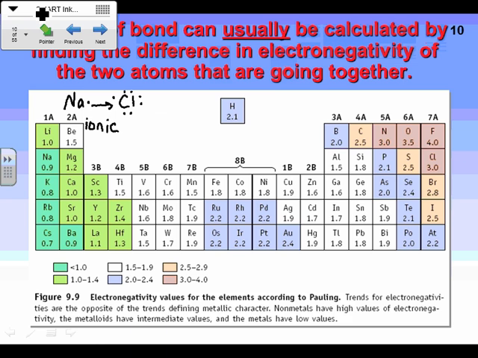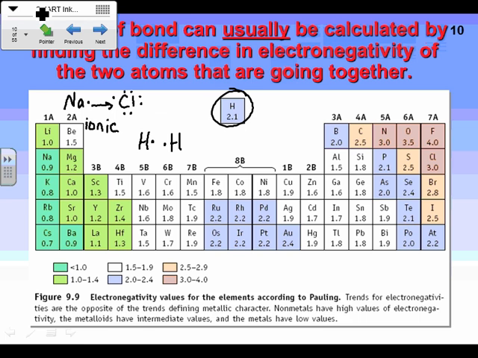Now, a good example of a covalent bond would be one of the diatomics, maybe hydrogen we could use as an example here. So hydrogen has 1 valence electron, 1 electron, period. If another hydrogen comes along, also with 1 electron, well, what hydrogen really wants is to be like helium. It wants 2 electrons.